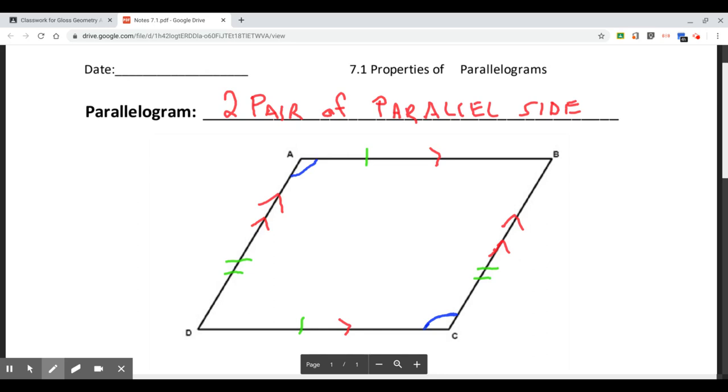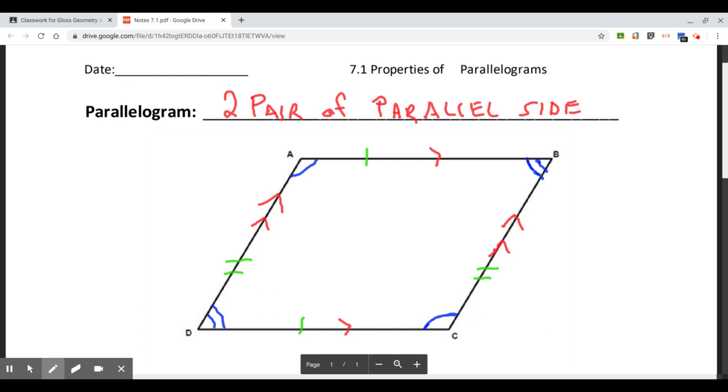As well as in a parallelogram, angle D and angle B are congruent. And notice that I use two little arcs to show that these two are congruent to each other. But notice that A only has one arc, so therefore A and D are not congruent. So thus again, A and C are congruent, and D and B are congruent.